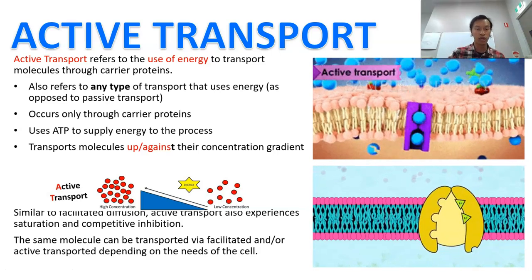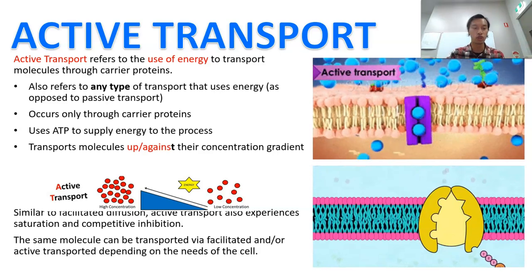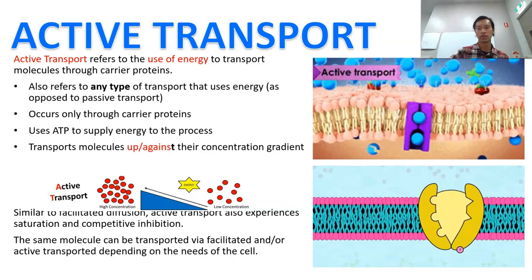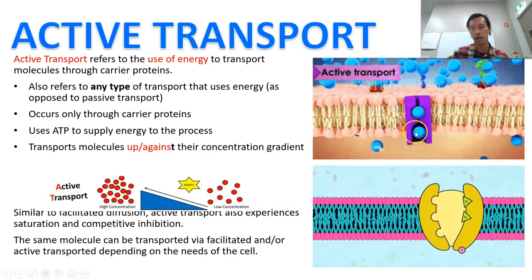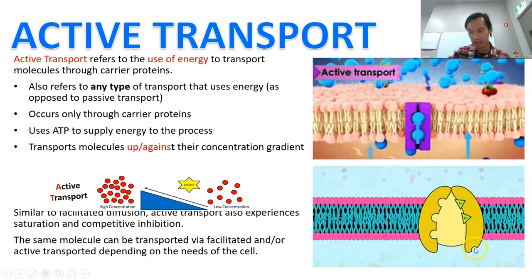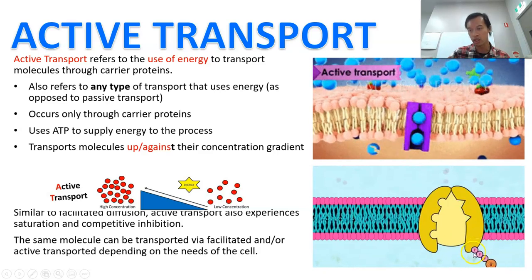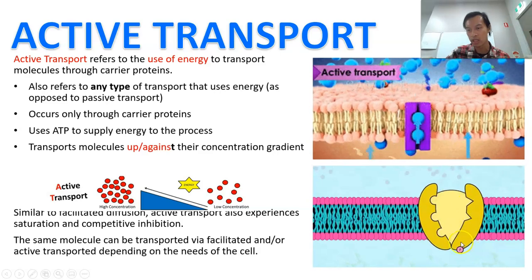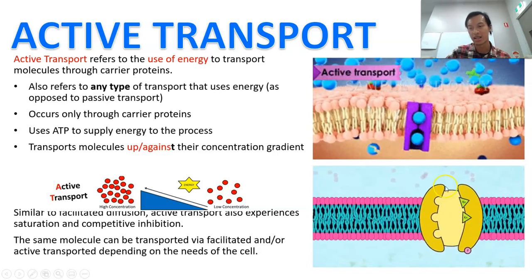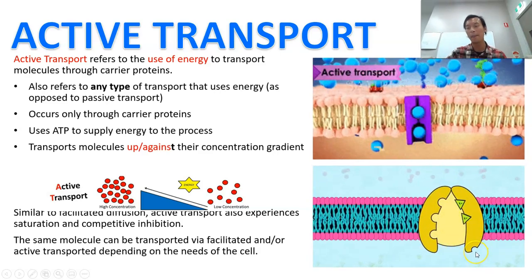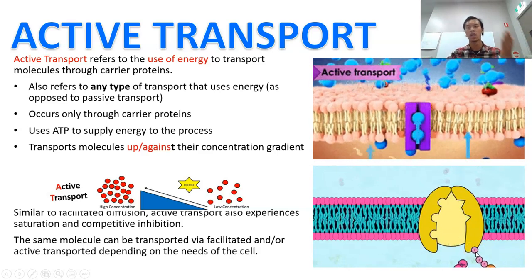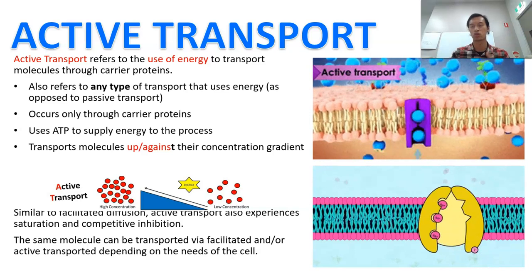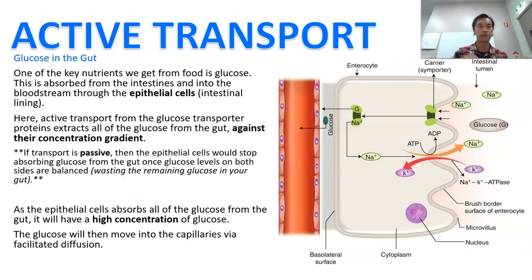The same molecule can be transported via facilitated diffusion and or active transport depending on the needs of the cell, okay? So here's a diagram of active transport occurring, and you're going to notice that little ATP molecule that I mentioned in the previous chapters attaching to that carrier protein, changing its shape and releasing that molecule, right? That's how ATP pays for that particular transaction. That's how your body uses molecules of ATP to transport things in and out, okay?